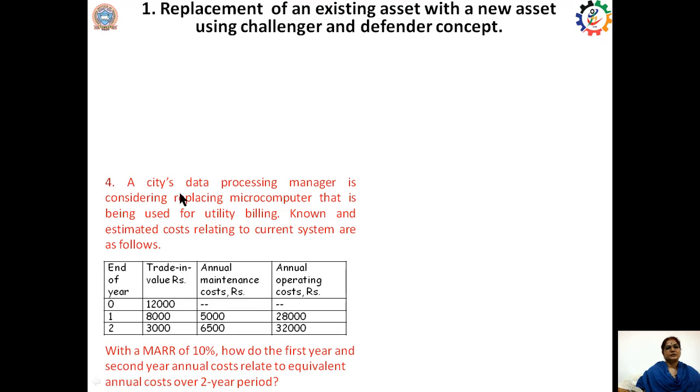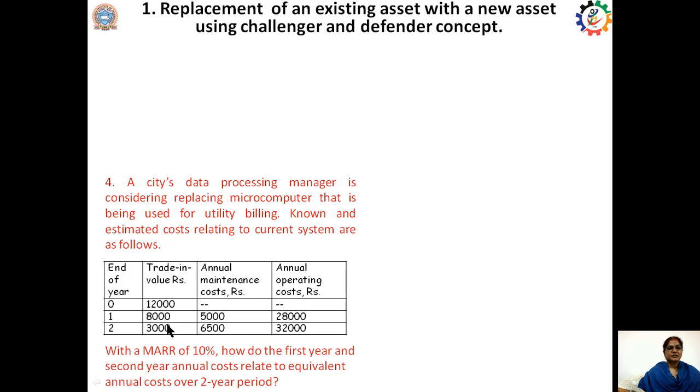Coming to the fourth problem, a city's data processing manager is considering replacing a microcomputer. Connected costs are given here. In this table, end of year 0, 0th year end means beginning of first year. Trade-in value is 12,000, meaning its first cost is 12,000. No annual cost is possible in the 0th year. First year annual costs are 28,000 and 5,000. Both are annual costs only, so can be added. 28 plus 5, 33. For the second year, 6,500 plus 32,000.